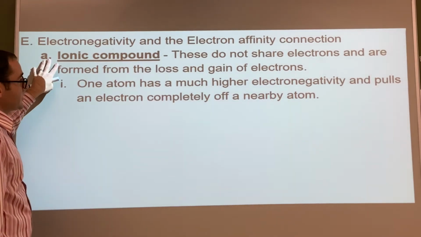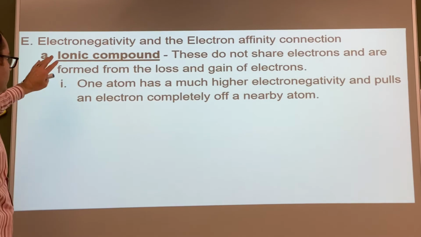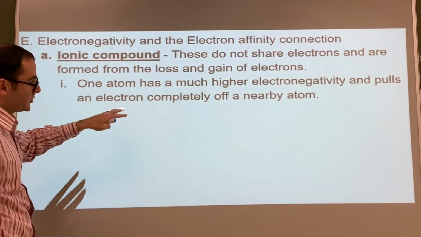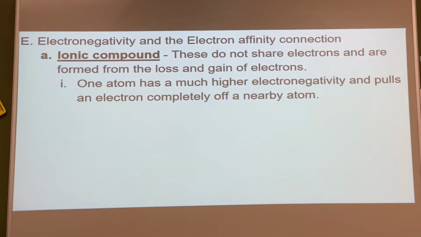Ionic compounds, these don't share electrons and they're formed from the loss and gain of electrons. One atom has a much higher electronegativity and pulls an electron completely off a nearby atom. All right, so that's the definition of an ionic compound.